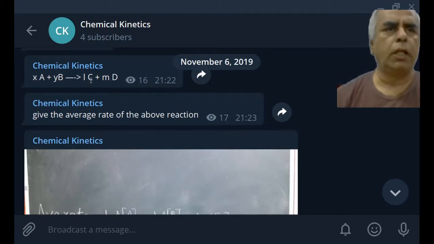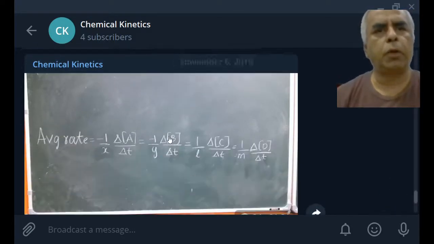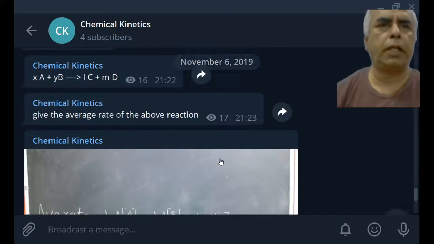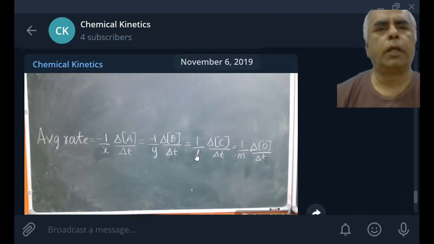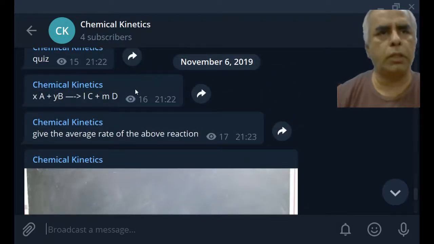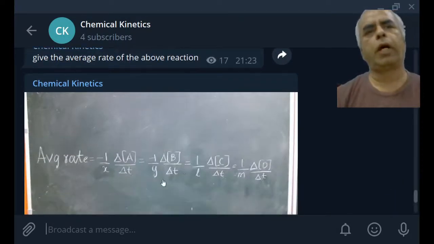And what is given here? l moles of C. So 1 by l. Here it should be given positive, so plus 1 by l, because it is an increase in concentration of product. So 1 by l into delta C divided by delta t, and that is equal to 1 by m into delta D divided by delta t. You just look at this equation, and based on that you have to produce.